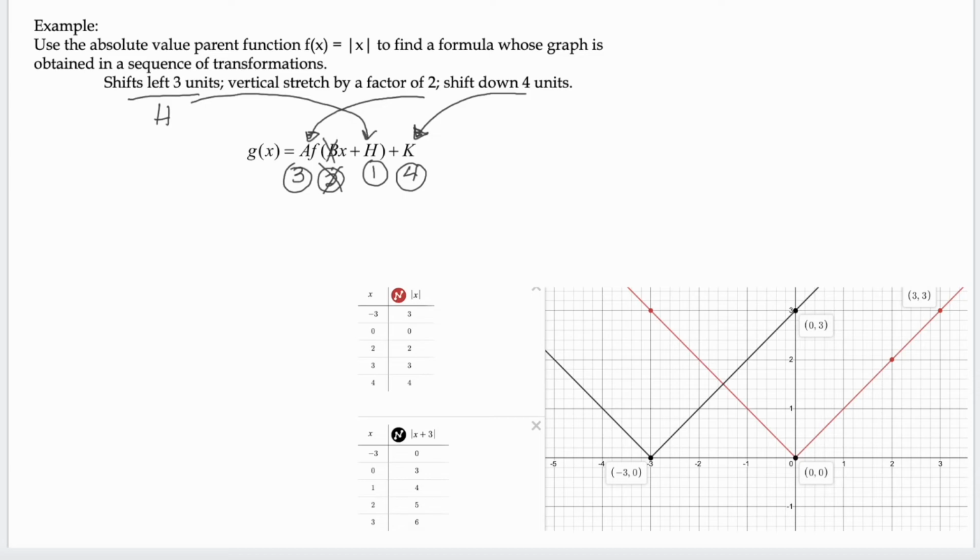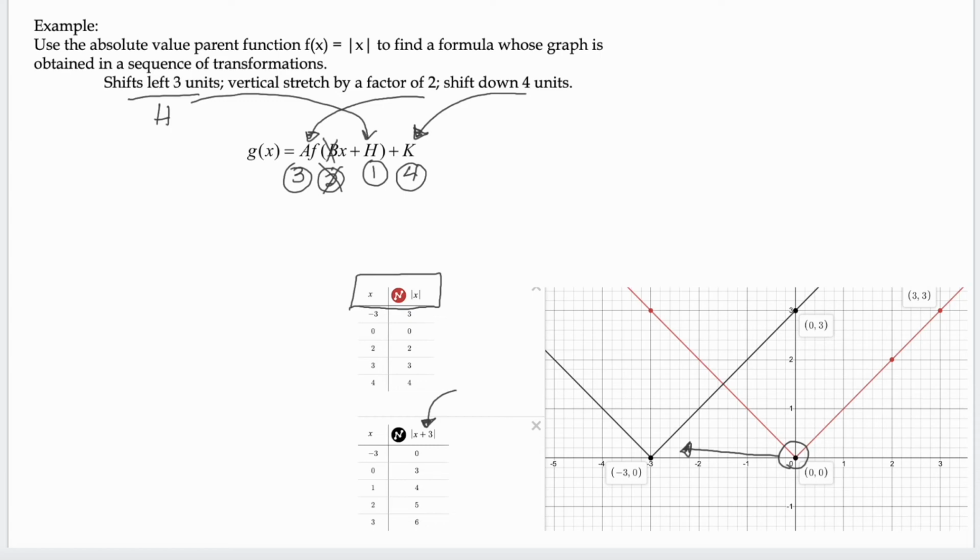So the first thing we need to do is shift left 3 units. In order to shift left from our parent function, shifting left means that has to happen on the inside of the function and the opposite sign of which we believe it should be intuitively. So I need to shift it left 3 units, and I can also check this using Desmos. Since I put this absolute value of x plus 3, I see here's my parent function, and I do see that my graph is shifted left 3 units. If I would have accidentally put x minus 3, I would have been way over here, and that would have been a right shift, and you would have known right away that's not right.